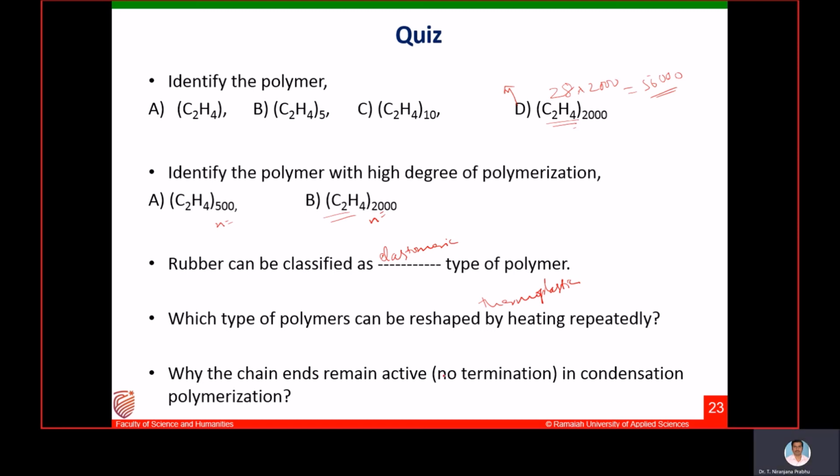Why do the chain ends remain active in the condensation polymers? We are not using initiator molecules additionally. The different monomers themselves react because of the functional groups in their molecular structure. So the ends will remain active because of the non-availability of initiators or impurity agents that would bind the ends. So the chain ends remain active.